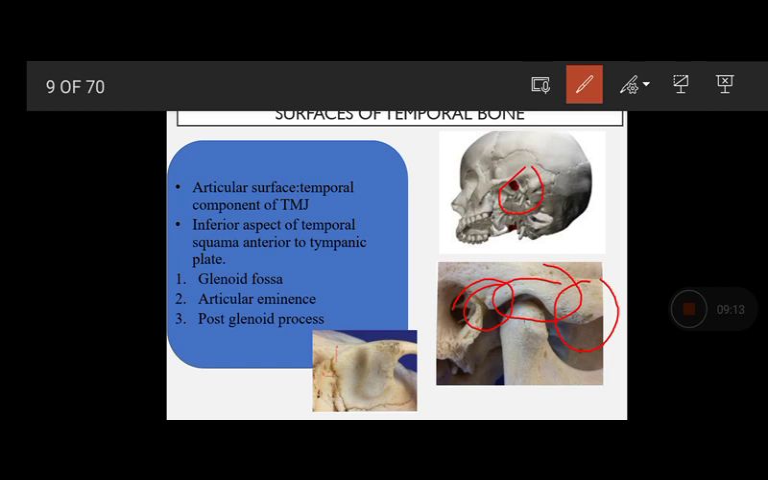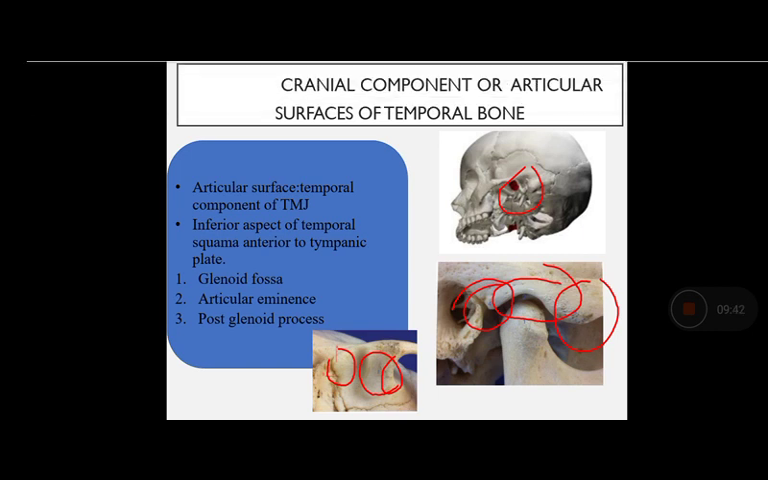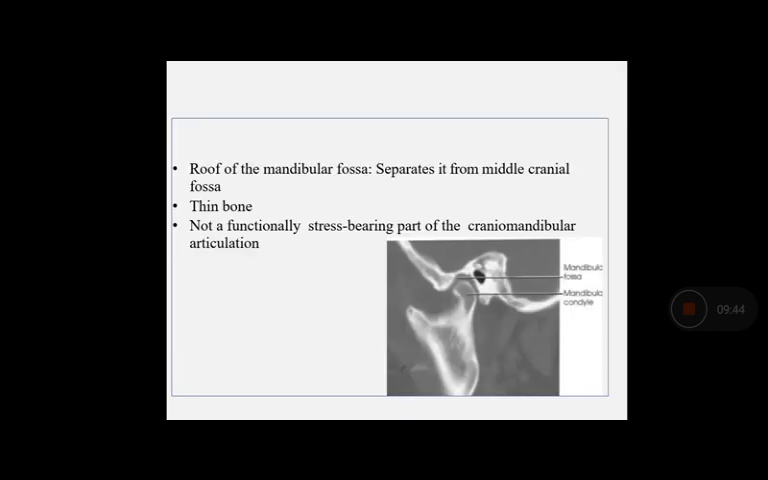Now this is the inner aspect. When you look from below, how will it look? You see the depression, that is the glenoid fossa. Anteriorly you can see the eminence, and posteriorly you can see the post-glenoid process. Now this articular eminence actually has a button-like structure on it, known as the articular tubercle, and it is this articular tubercle that provides attachment to the lateral ligament. Again, about that we will be discussing later.